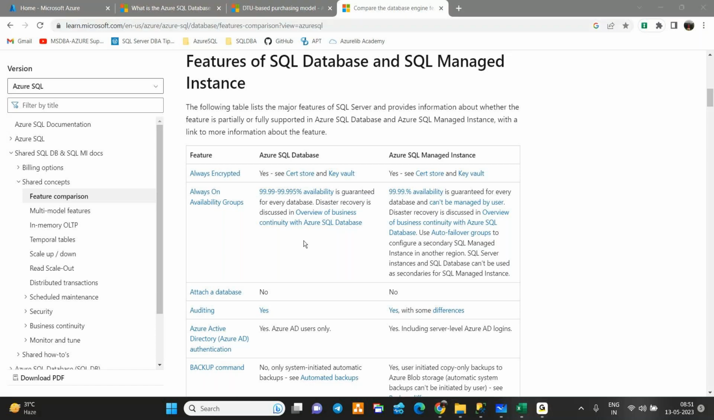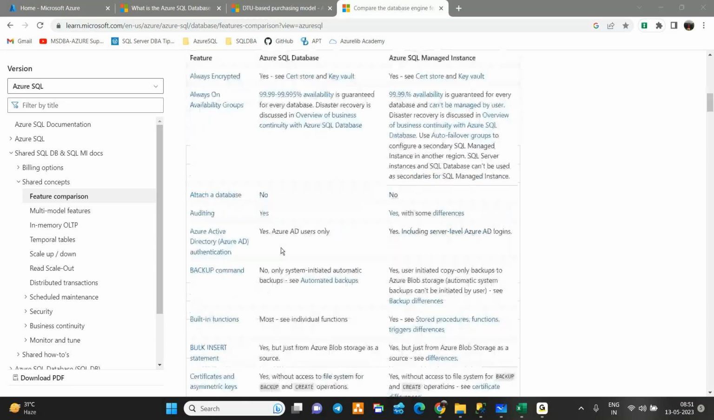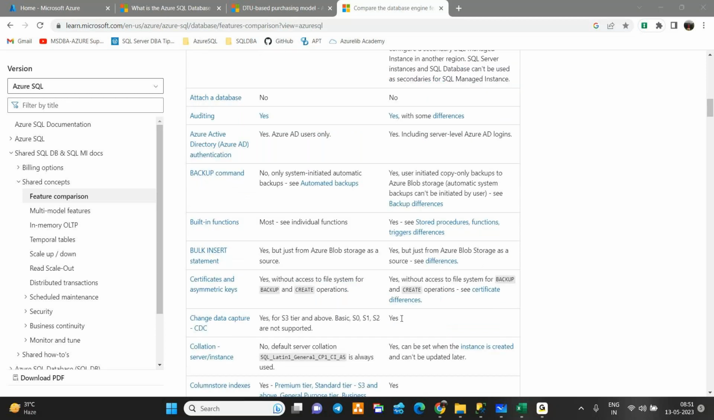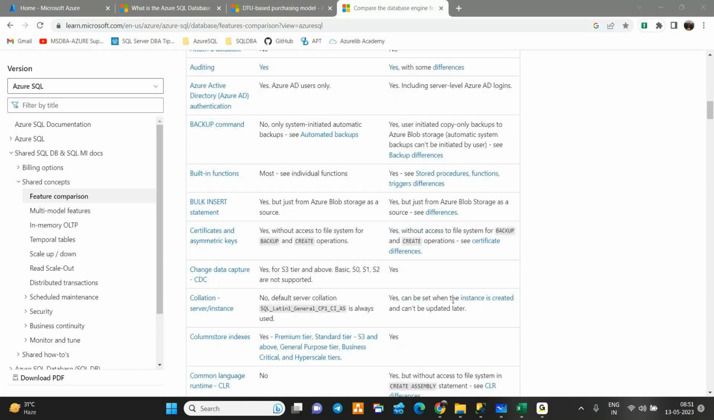Okay, see, sir. Attach/detach is not compatible. Auditing, yes, compatible. Active Directory, compatible. Backup command, no, here you can't take backup, but yes, you can take the backup. Built-in function, okay, you can. Scroll down. CDC, yes, compatible. Collation, no here, yes here. Once you deploy your database here, you can change the collation.